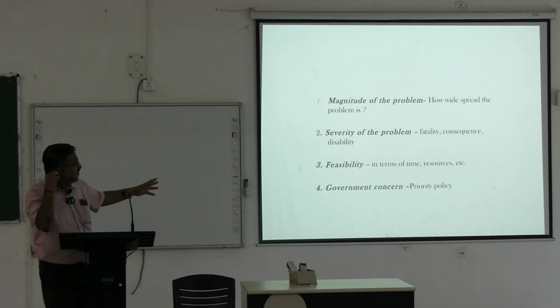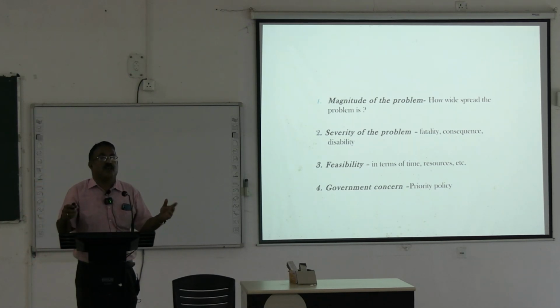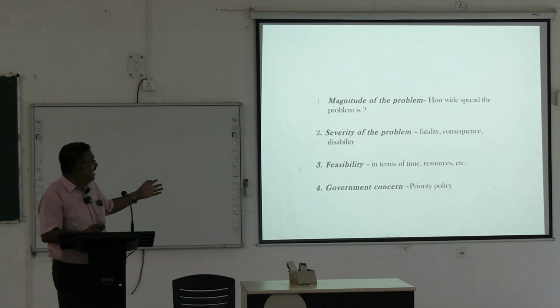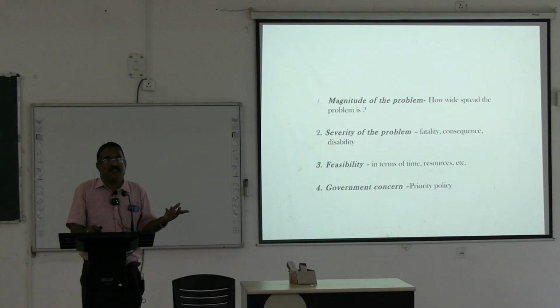So then the third thing is feasibility in terms of time and resources. How much money, how much people, how much manpower you have. And government concern, whether it's a priority policy or not. Because it's COVID, yes, they have the money, they'll do it. But if something else, malaria may not be that important, dengue may not be that important. I'm just giving examples, okay.